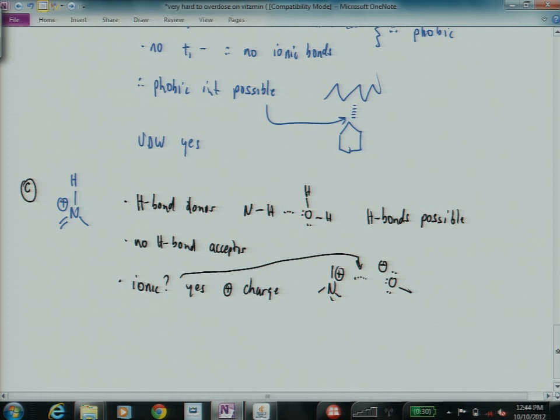I would put it the other way around. It is philic because it can make ionic and hydrogen bonds. And because it's philic, you can't do the phobic interaction. Does that make sense? It's because you can interact with water, it's charged and it's going to make hydrogen bonds. That means it's philic. And if it's philic, it's not going to do the phobic interaction.